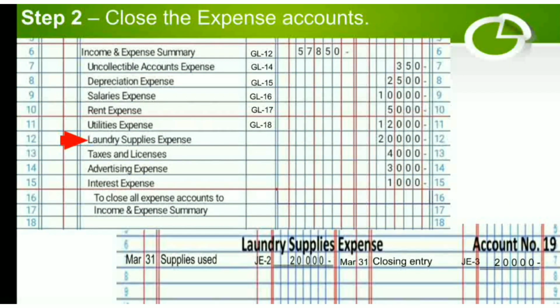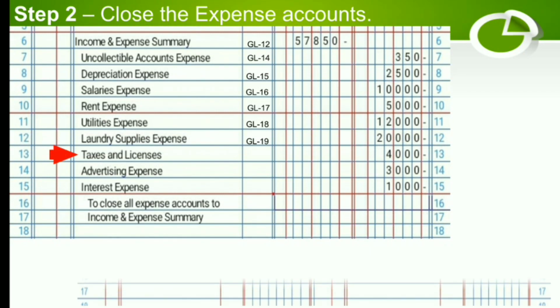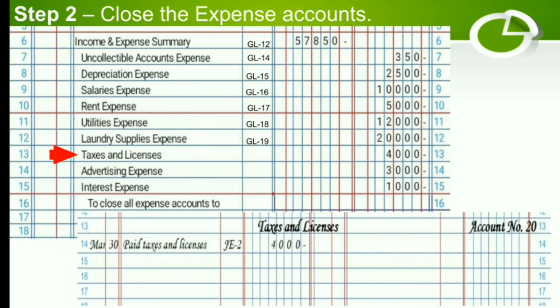Ayan. And then under the folio column of the general journal, we will write GL19. So this means that the credit entry laundry supplies expense of 20,000 pesos is posted to or transferred to account number 19 in the general ledger. Moving on to the next credit entry, and that is taxes and licenses of 4,000 pesos. So this will be posted to or transferred to the credit side of the taxes and licenses account.